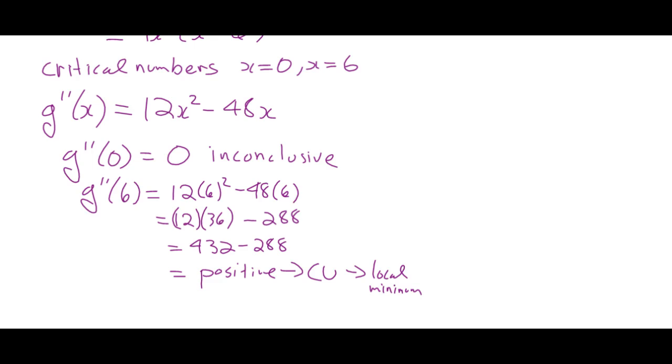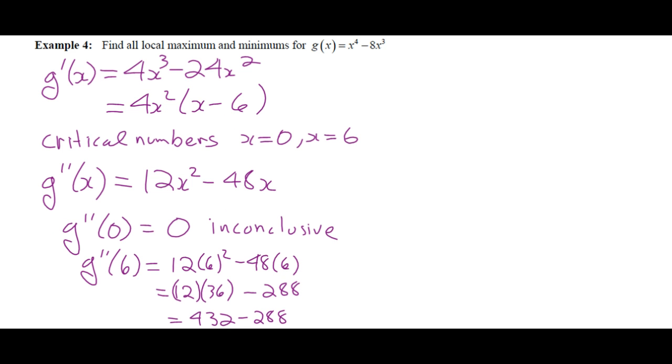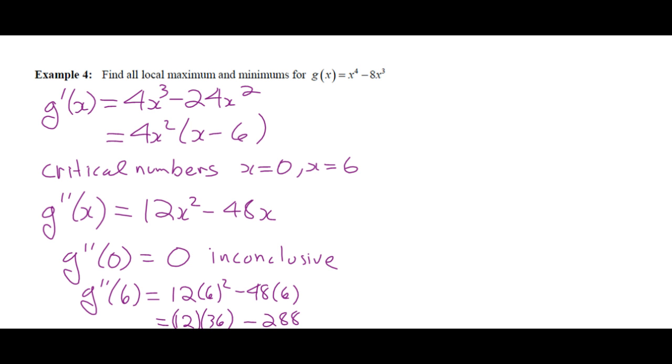All right, so did it ask for the minimum or did it say find all? Yeah, okay, so it asked for the minimum. All right, so there is a local minimum at 6. All right, 6 to the 4th minus 8 times 6 cubed. Okay, so local min. So g of 6.